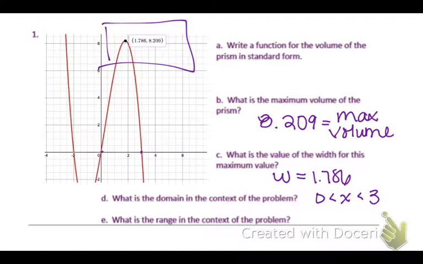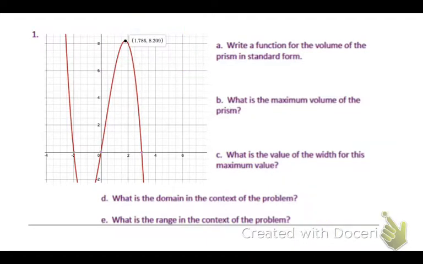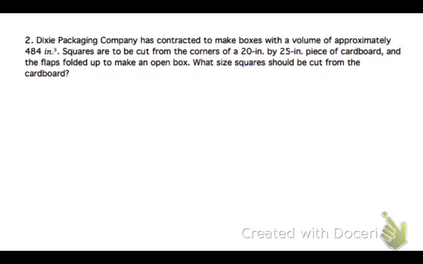And then the range, again, I don't want negative volume, so my range is going to be greater than 0. But if the highest point is 8.209, that would be the high end of the range. So that one's pretty easy and straightforward just because they do give you the equations that you need for that. I don't have to write anything like I would have to for this next example.